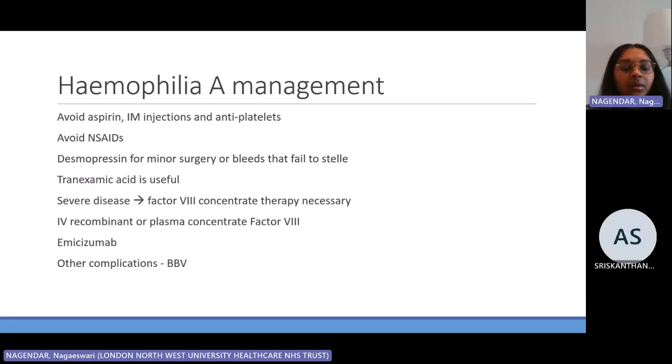There are other complications for these patients because often, given the amount of blood that they lose throughout their life, they often need recurrent transfusions. One of the complications of having recurrent transfusions is the risk of BBV. So these patients are at a higher risk of hepatitis A, B, C, and also HIV. So it's very important to test for these as well. And of course, if they test positive, we then would have to manage them.